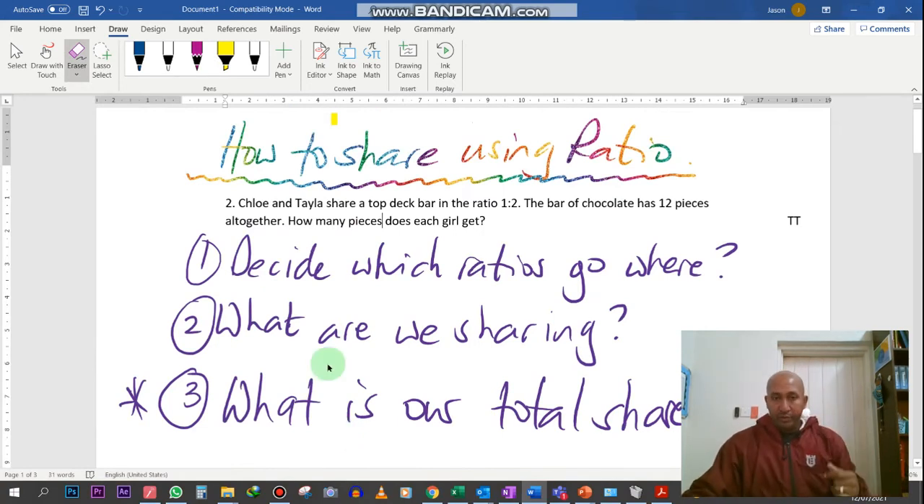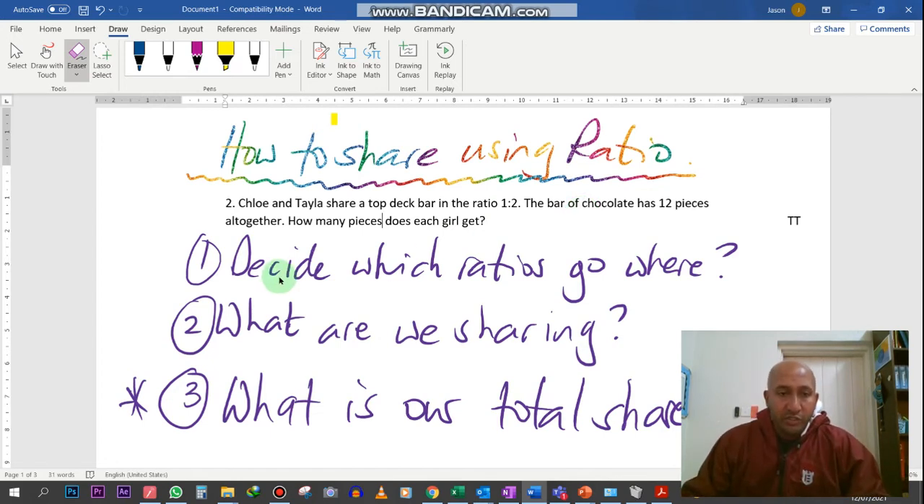Right, so I've come up with the second question here. I've put the girls into the mix now. Chloe and Taylor share a top deck bar in the ratio of 1:2. The bar of chocolate has 12 pieces altogether. How many pieces does each girl get? So we're just going to follow our checklist that I've done for you guys.